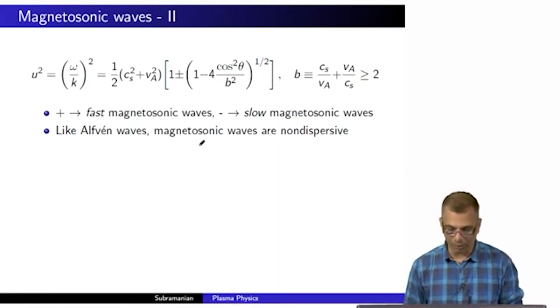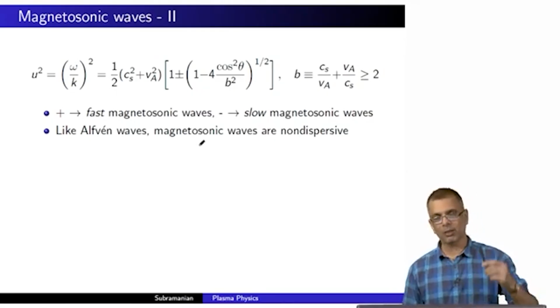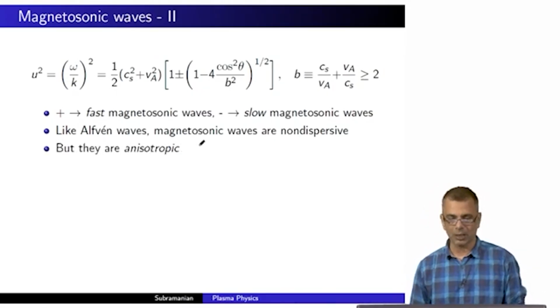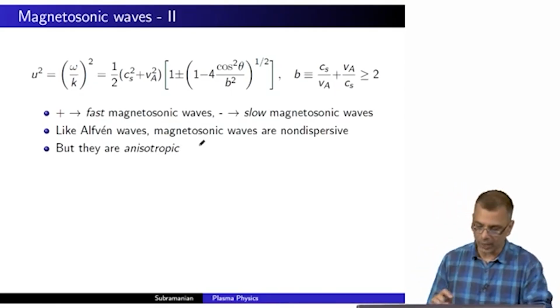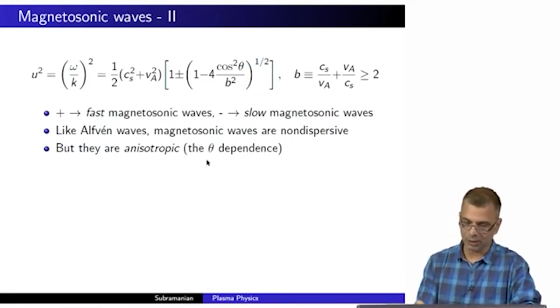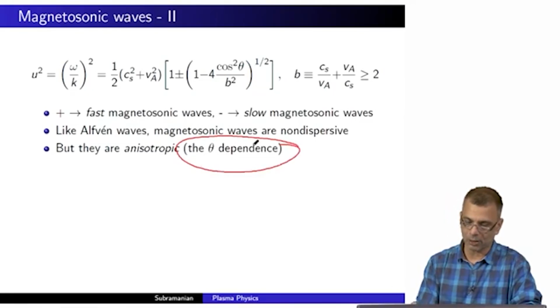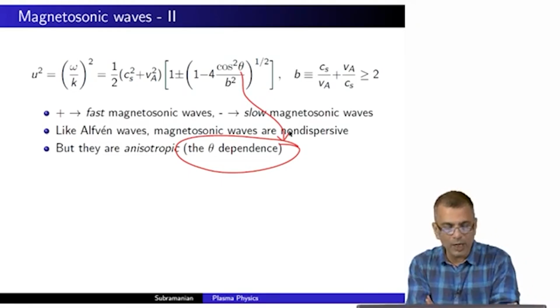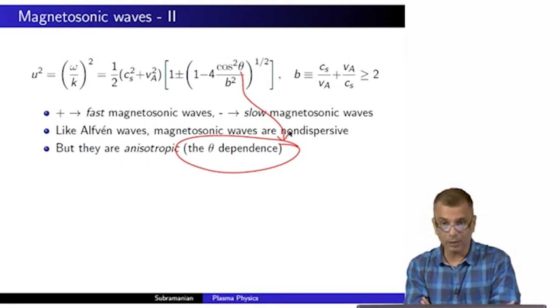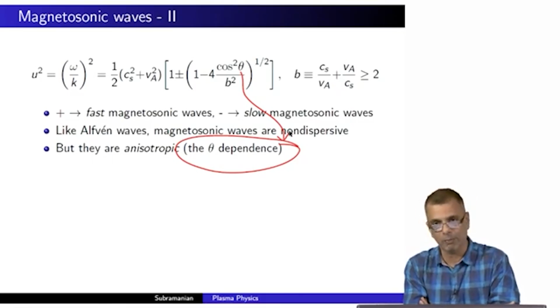So in that respect, the magnetosonic waves are similar to sound waves as well as Alfvén waves, but they are anisotropic, very importantly, because why? You see the theta dependence. See, this is the theta dependence, right? So clearly the phase velocity omega over k depends upon theta. Okay, if there was no theta dependence, they would be like sound waves, and so the direction doesn't matter. That's what having no theta dependence means.